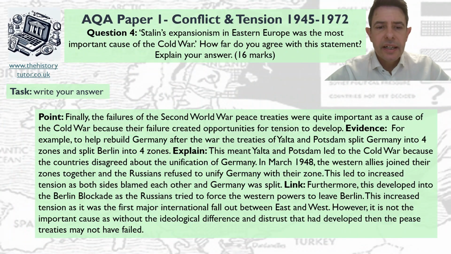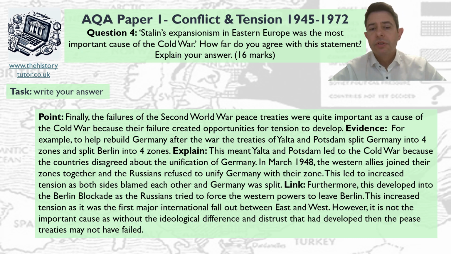Okay, so here's my idea. So finally, the failures of the Second World War peace treaties were quite important as a cause of the Cold War because their failure created opportunities for tension to develop. So, for example, we've got obviously Germany after the war was going to be split into the 4 zones, and Berlin was split into 4 zones. This meant Yalta and Potsdam led to the Cold War because the countries disagreed about the unification of Germany. In March 1948, the Western Allies joined their zone together, and the Russians refused to unify Germany with their zone. This led to increased tension as both sides blamed each other, and Germany was split.